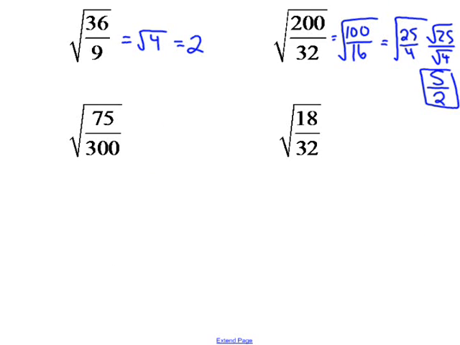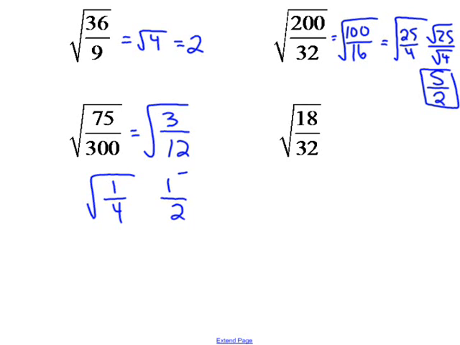75 over 300. Both of those are divisible by, let's see, 25 is the first thing I see, so I'm going to go ahead and start with that, and I get 3 over, 25 goes into 300 12 times. That simplifies again to 1/4. The square root of 1 is 1. The square root of 4 is 2. So that has a square root of 1/2.